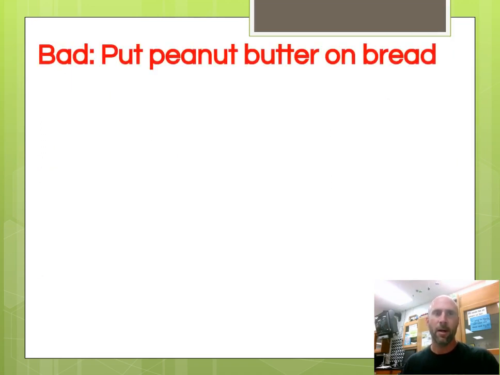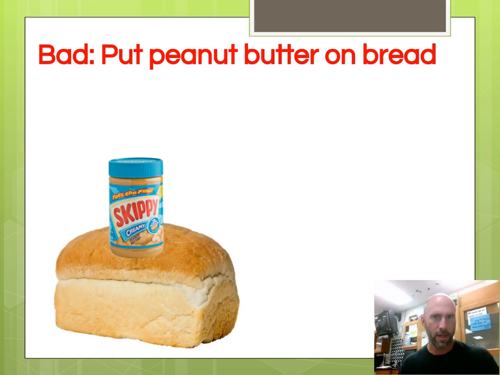Here's an example. This is a little bit over the top, but a bad example: if you wanted to give someone instructions on how to make a peanut butter and jelly sandwich, you might say put peanut butter on the bread. Now if that person, or maybe an alien from another planet, has never seen a peanut butter and jelly sandwich before, from your instructions they might do this. They may take that peanut butter and put it on the bread because that's what you told them to do. We want you to be more specific.